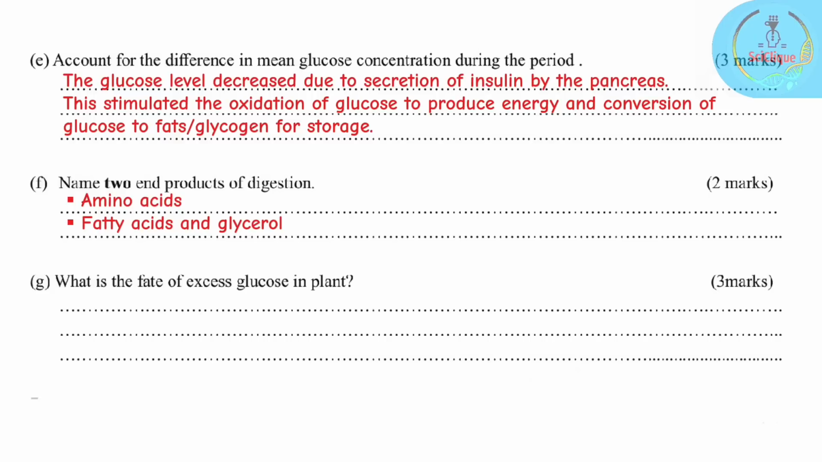G. What is the fate of excess glucose in plants? Now, when we talk about excess glucose in plants or even in animals, you're talking about the same thing. What will happen is that they will need to be stored. In the case of plants, they store their excess glucose in form of starch. So number one, you're going to have the glucose being translocated, being transported to storage organs. Once there, it's going to be converted to starch for storage.